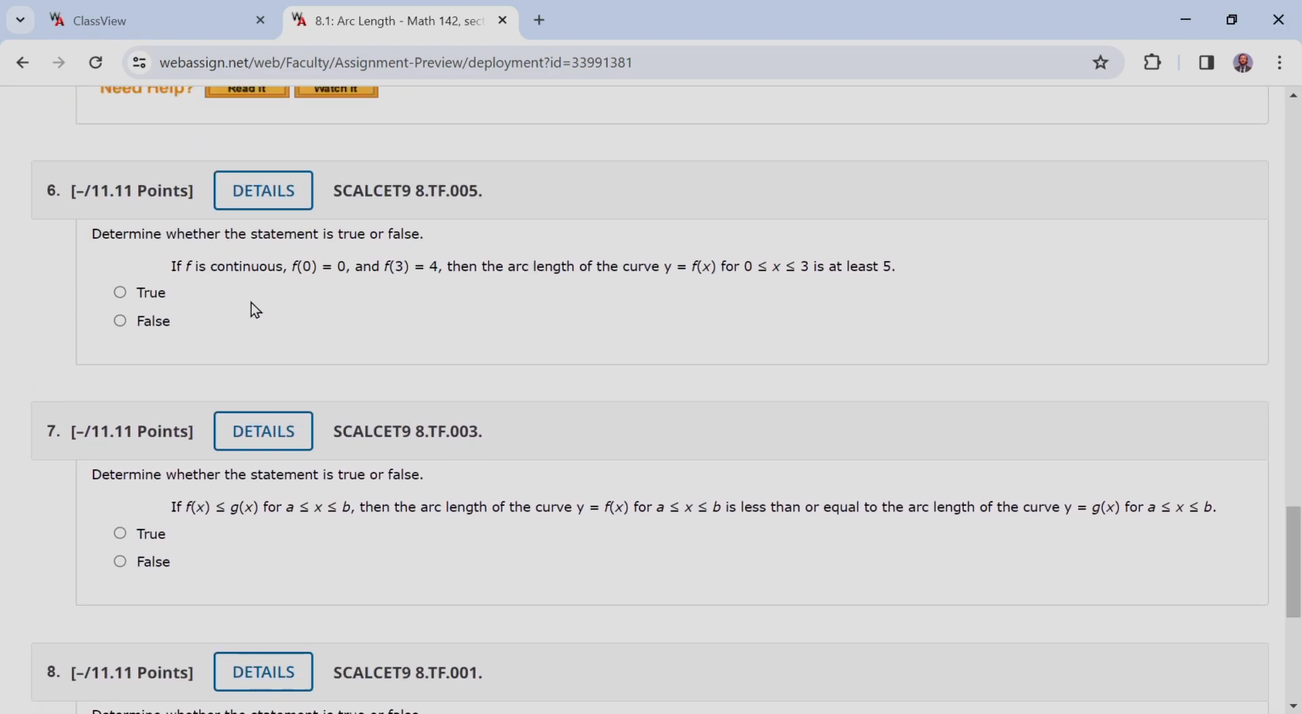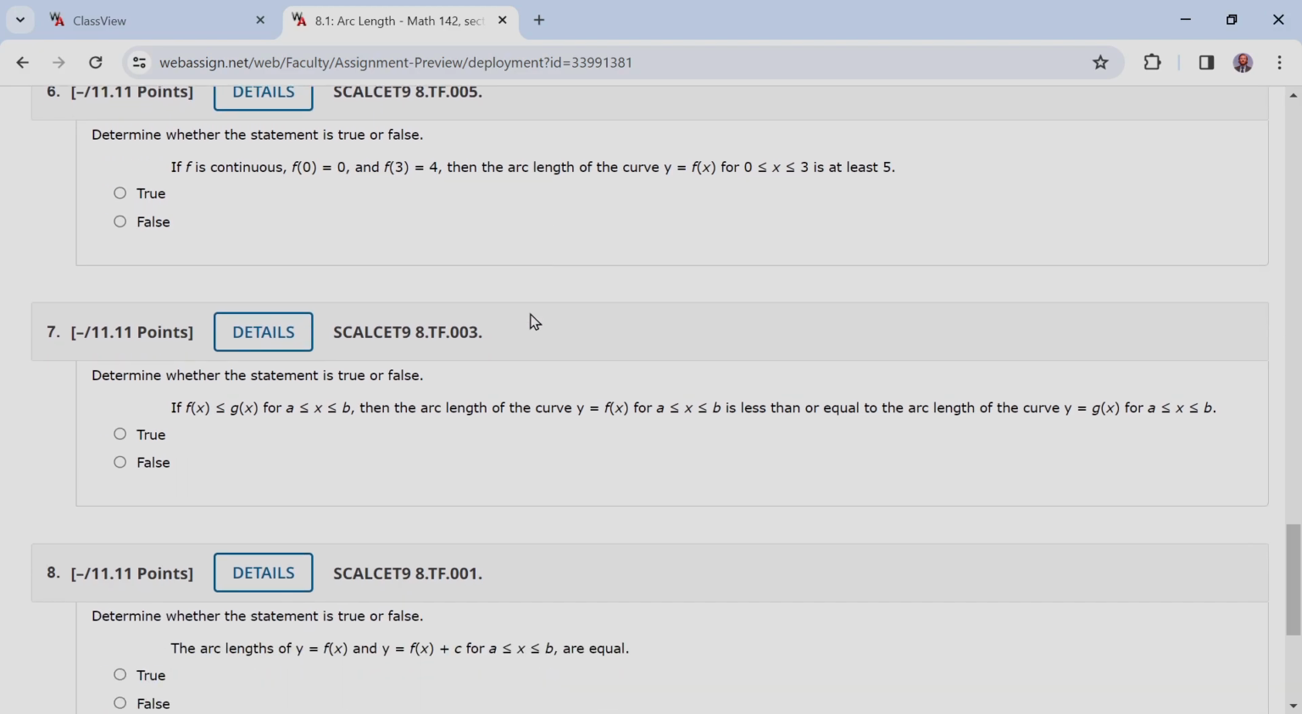Right, if the function's continuous and f of 0 is 0 and f of 3 is 4, then the arc length of the curve is at least 5. Well, think about this. The shortest the arc could be is a straight line. And a straight line would go 3 units horizontally and 4 units vertically. Because we changed 3 in x and 4 in y, that would give you a straight line distance down that hypotenuse of 5. So if that curve is anything other than a straight line, it went further than 5 units, right? The shortest distance between 2 points is a straight line. That's essentially what this is saying. So at least 5, yes, true. That is absolutely true. 5 at a minimum, definitely no less.